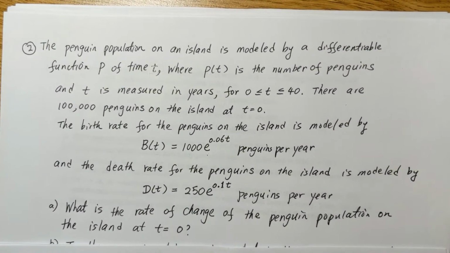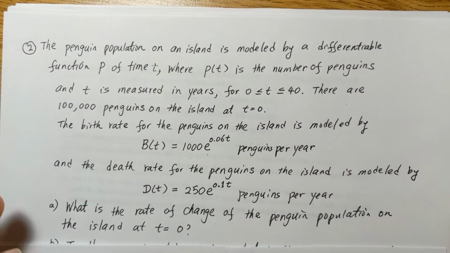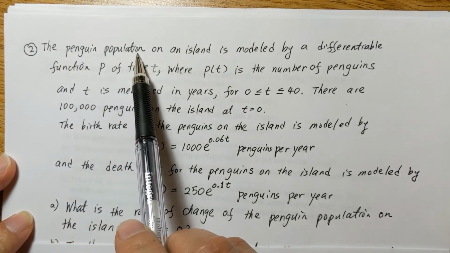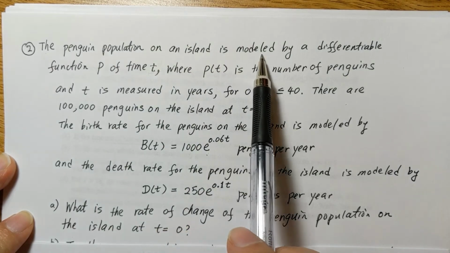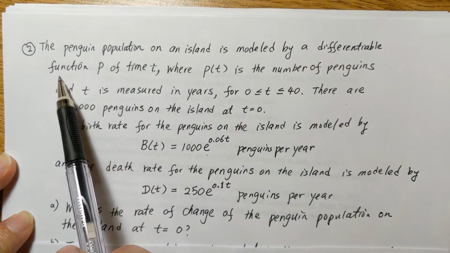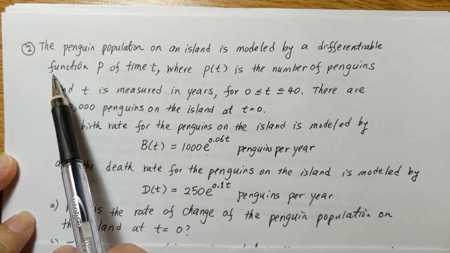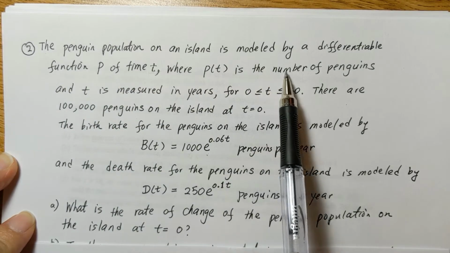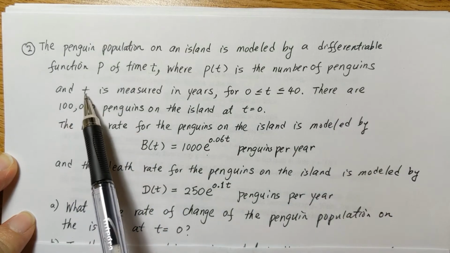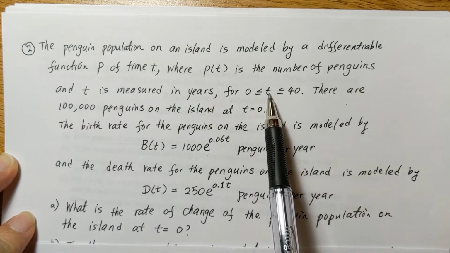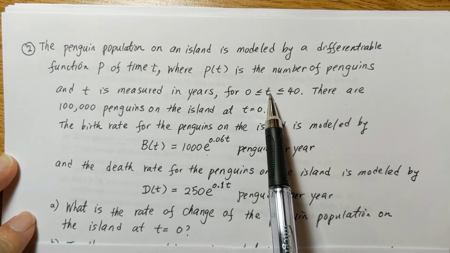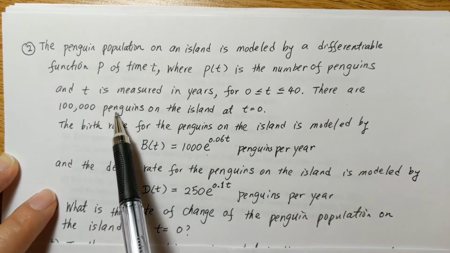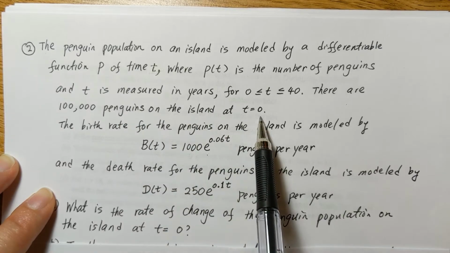Hi, let's take a look at question number 2. Number 2 says that the penguin population on an island is modeled by a differentiable function P of t, where P of t is the number of penguins and t is measured in years, and for t between 0 and 40 inclusive, there are 100,000 penguins on the island at t equals 0.